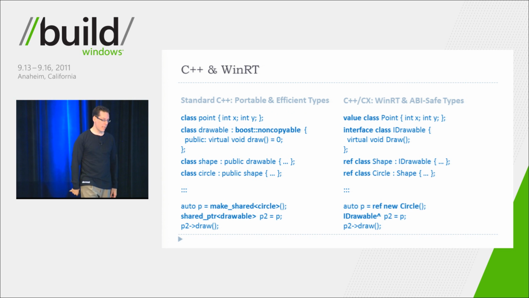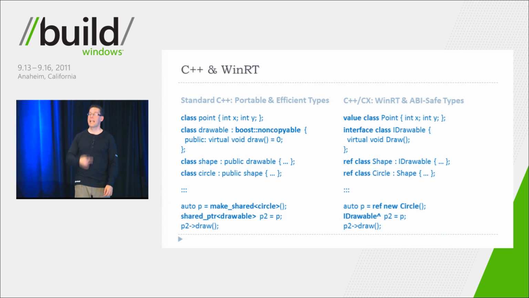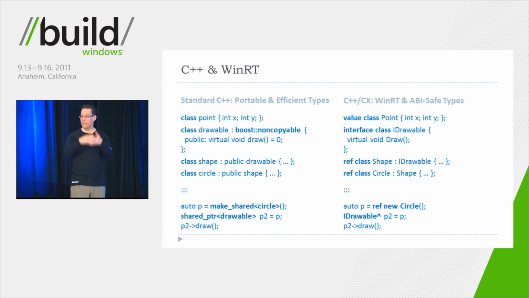On the right-hand side, I simply declare my intent. I can have a value class point. That is projected through WinRT as an efficient value class, copyable. I can have an interface, iDrawable, and that virtual was optional. I could have just said void draw. Public is optional. Abstract is optional.